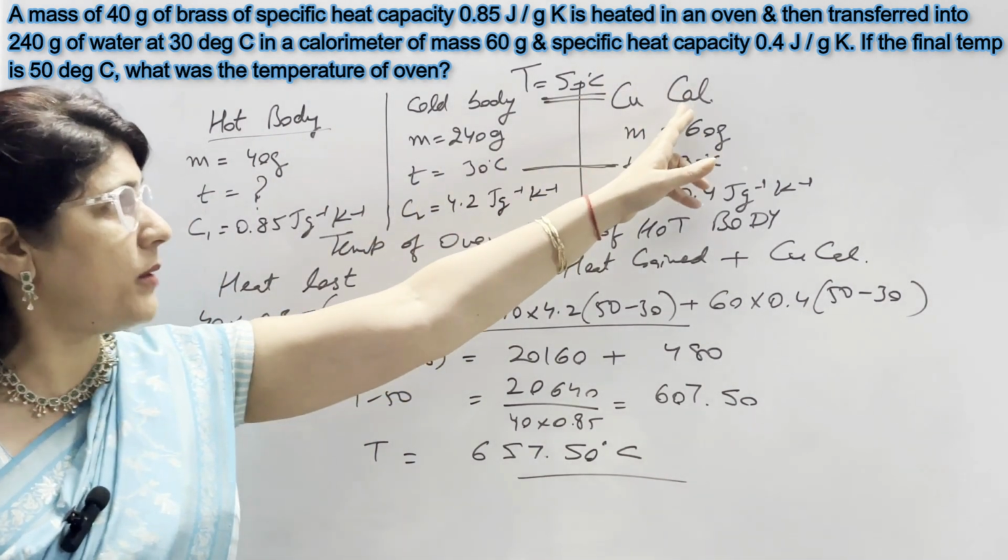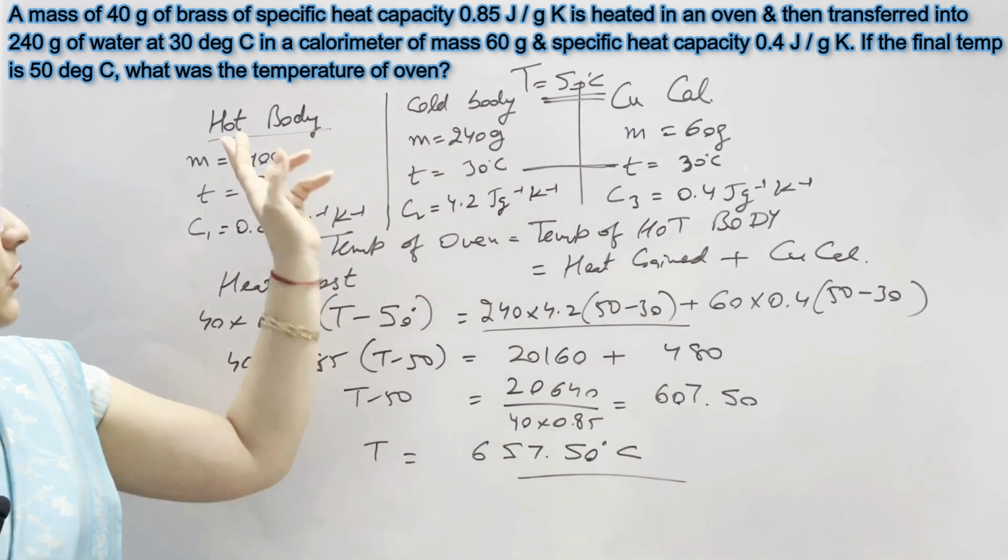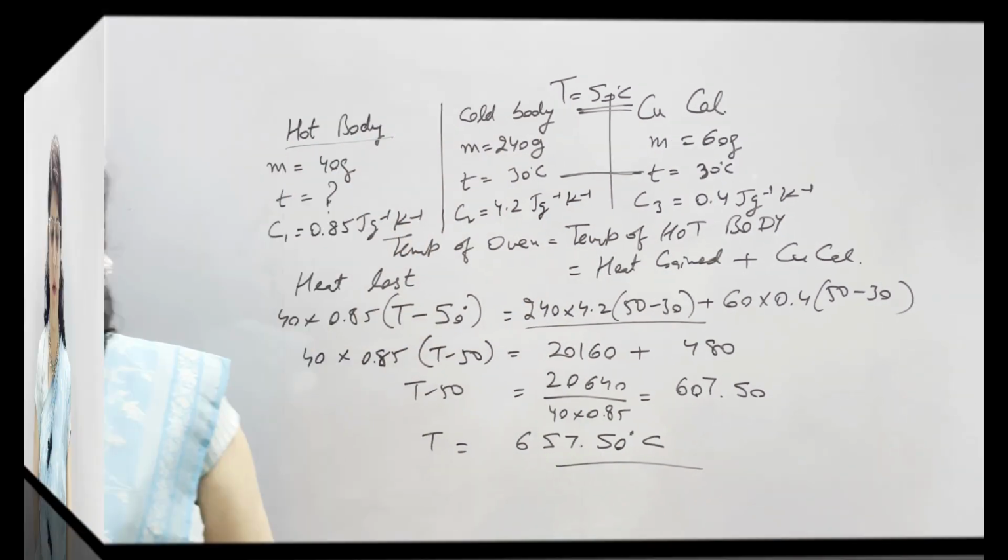Temperature of the copper calorimeter is equal to the temperature of the cold body here, and temperature of the oven is equal to the temperature of the hot body.